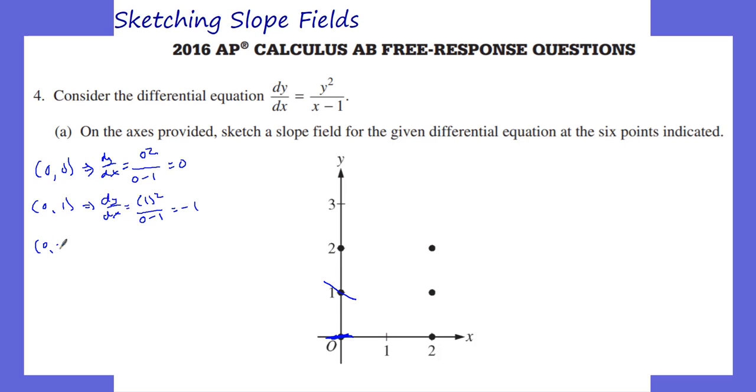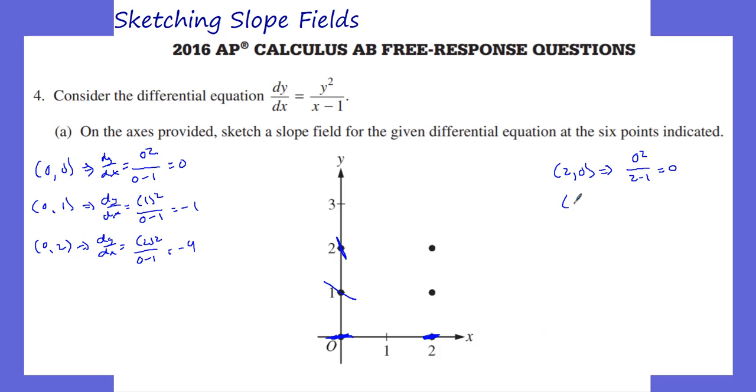Now we're going to go to 0, 2, which means dy over dx is equal to 2 squared over 0 minus 1, which is negative 4, a much steeper slope in the negative region. Okay. Now we're going to come over to these points over here. So we have 2, 0, don't we? So we have 0 squared on the y, and we have 2 minus 1. That's 0, so we're still a slope of 0 right there.